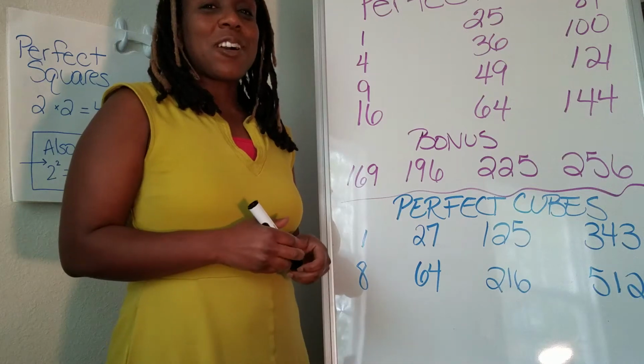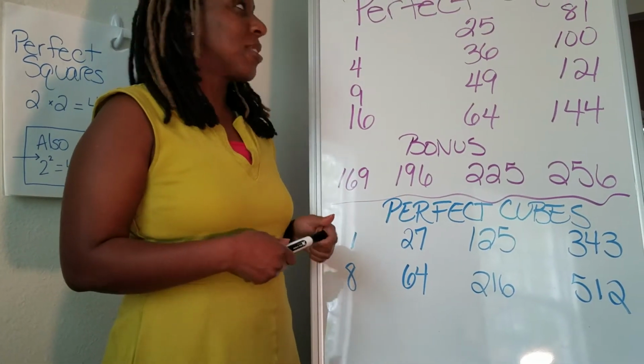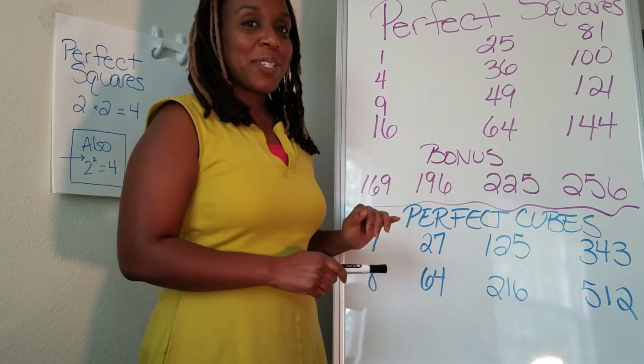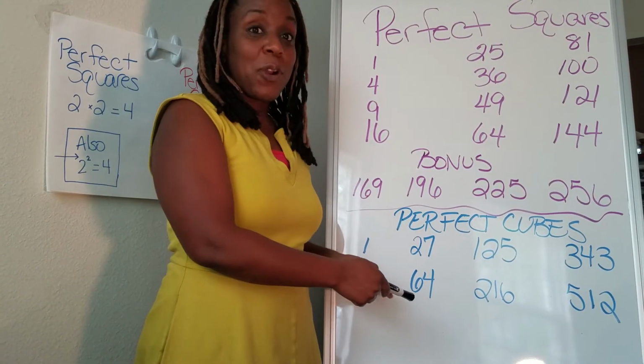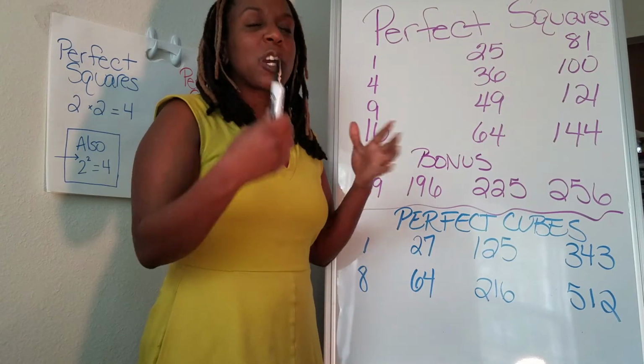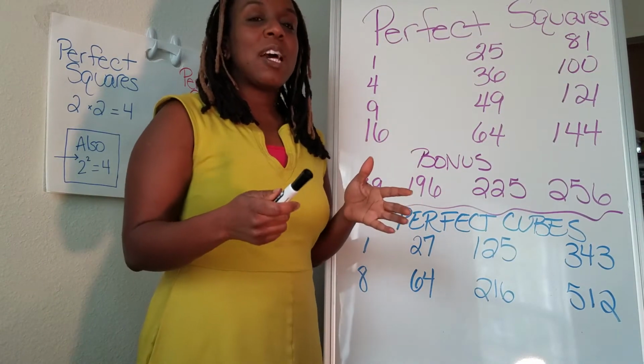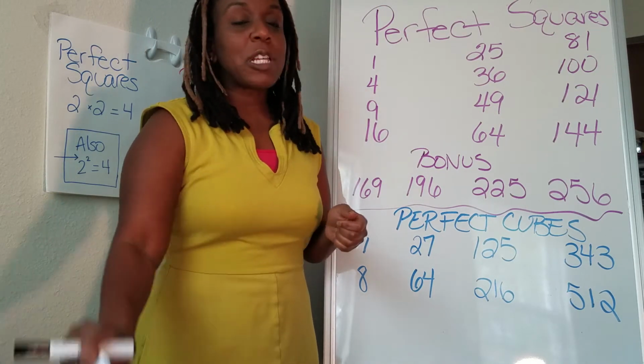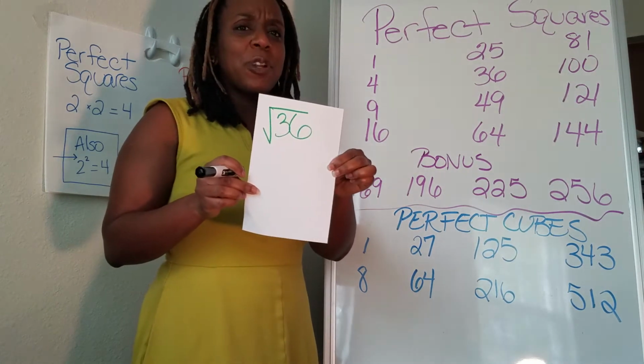Hey, today we're going to talk about approximating square roots. So here I have a list of perfect squares, got some higher numbers there. Down here I have some perfect cubes. But we're going to talk about what happens when we're trying to find the square root of something that is not a perfect square. So let's start with the square root of 36.